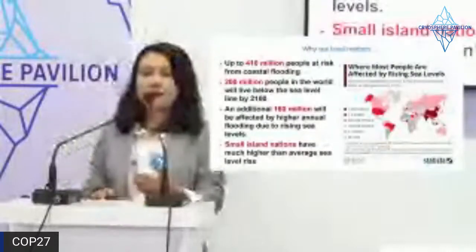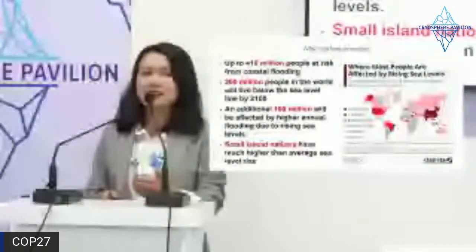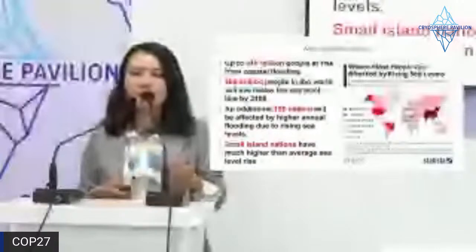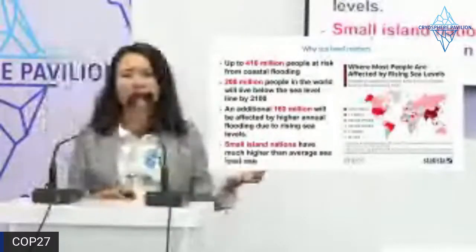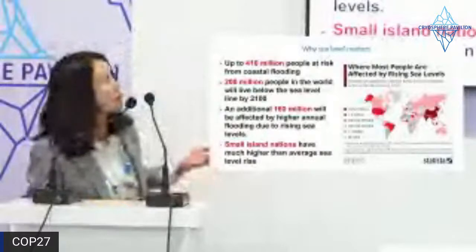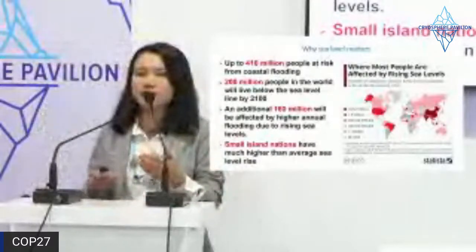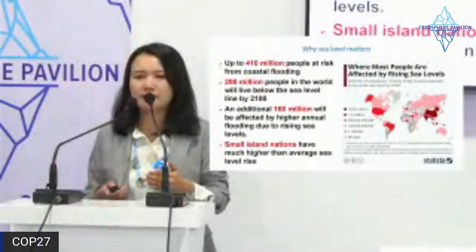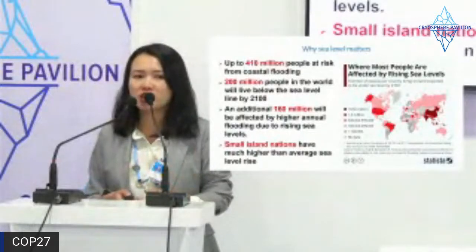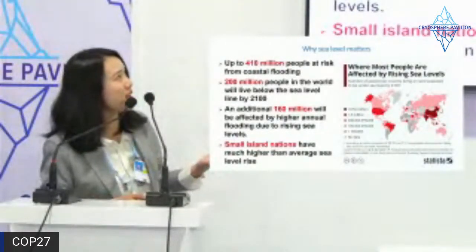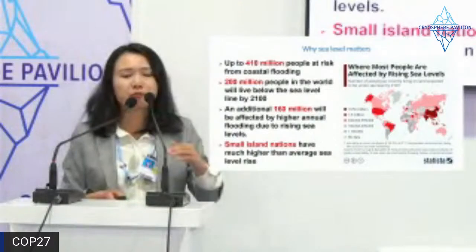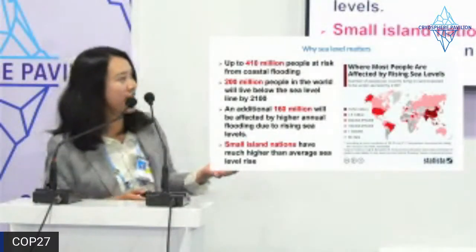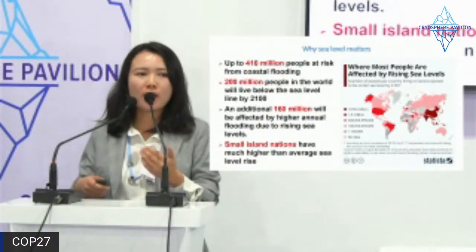Some coastal communities are facing the risk of rising sea level and also coastal flooding. As we know, up to 410 million people are living in areas less than 2 meters above sea level. They are facing the risk of sea level rise and also coastal flooding. According to our latest research published in Nature Communications, we know that up to 200 million people in the world will live below the high tide line, and they will be affected by higher annual sea level rise and also more rapid coastal flooding.